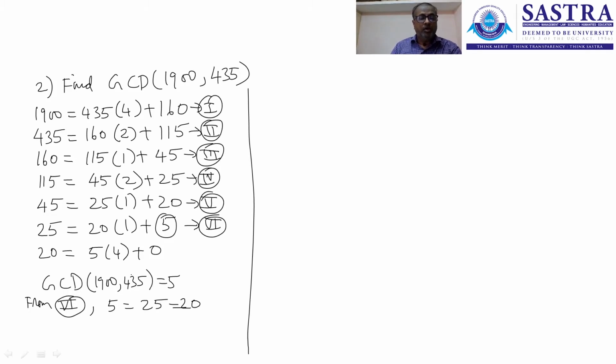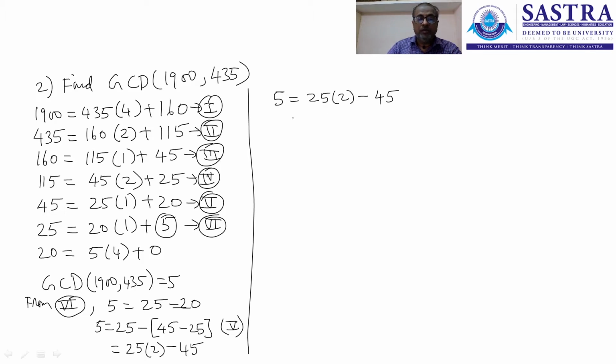Now what I will do here is express this 20 in terms of 45 and 25 using 5. So this would be 5 is equal to 25 minus, I will rewrite this 20 as 45 minus 25, from 5. So this reduces to 25 into 2 minus 45. So now what do I have? I have here 5 is equal to 25 into 2 minus 45. Good.